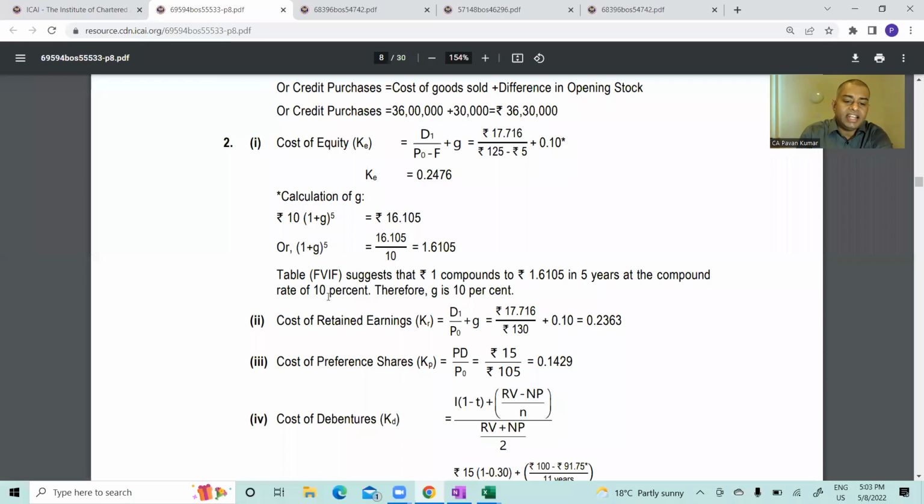See, as it is, they have done the same calculation of growth rate. How did they calculate growth rate? We calculated 10%, no? Same thing they have also done. See this. Already we have done that.